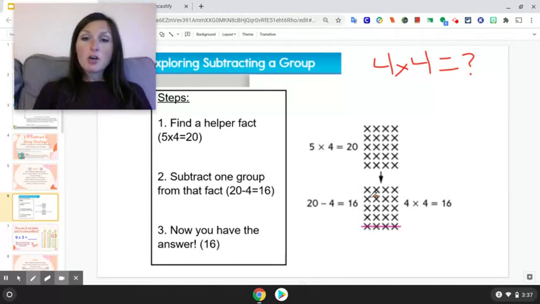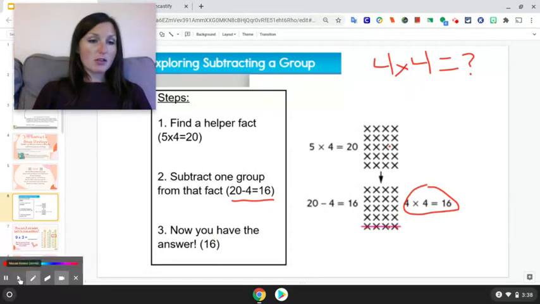So now, if you know 5 times 4 is 20, well, 20 minus 4: 20, 19, 18, 17, 16. Now you have 16. So 4 times 4 equals 16, because you subtracted one group of 4 and now you have the answer. So this is going to be helpful.